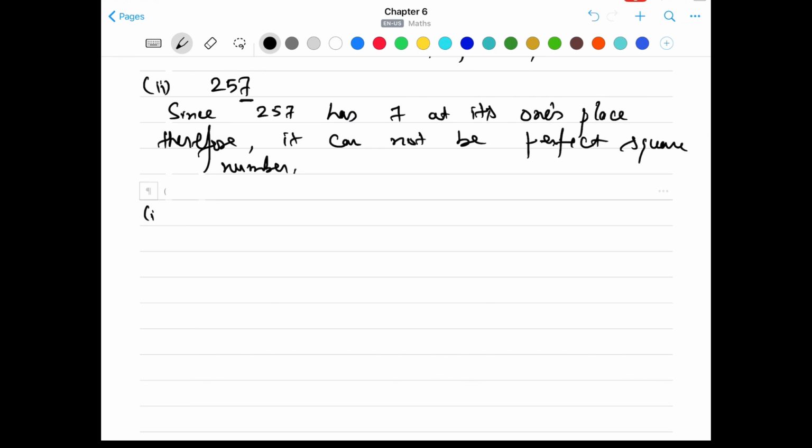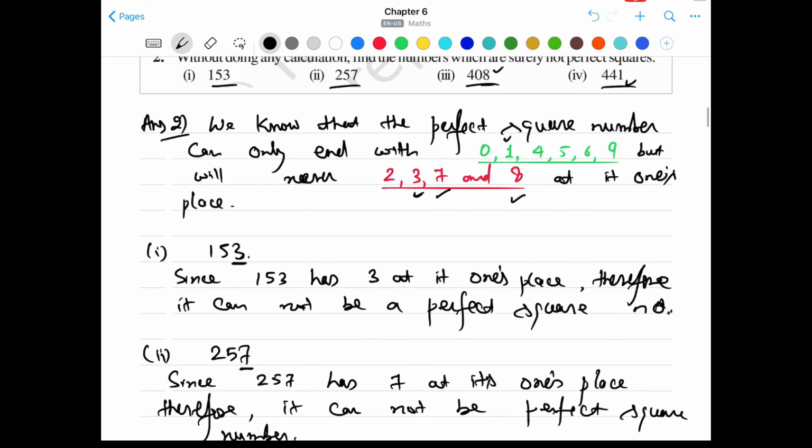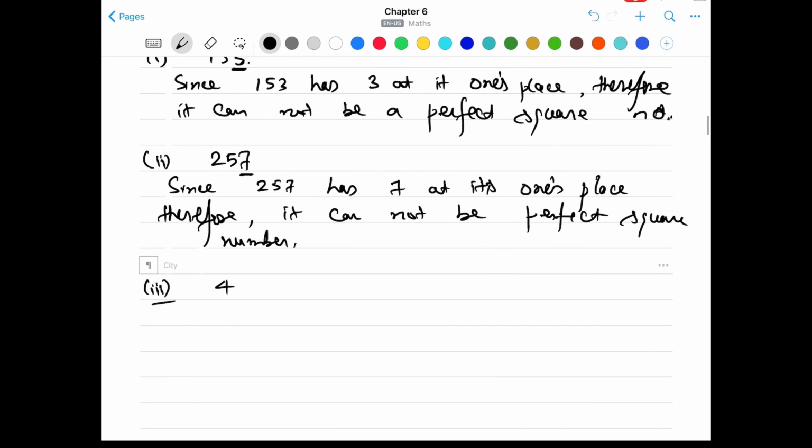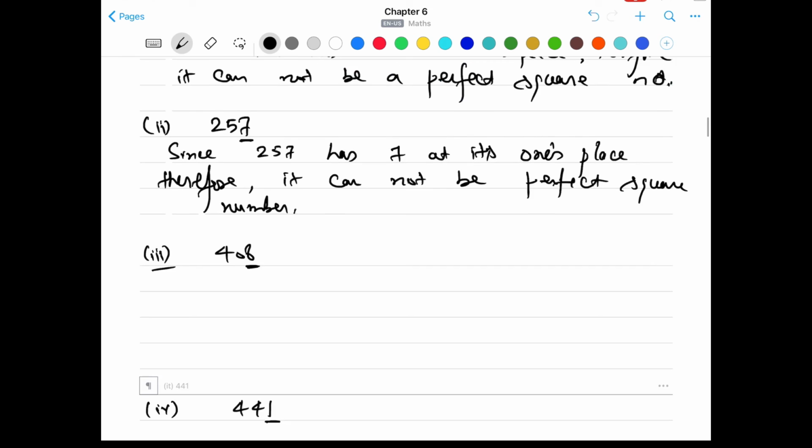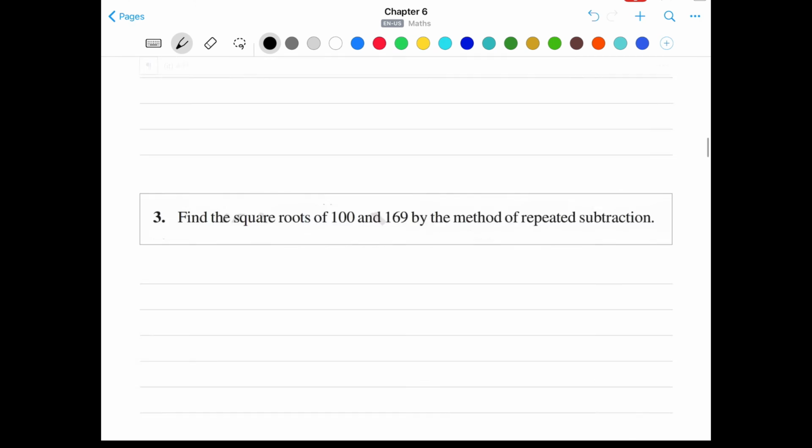You will write for the third number, which is 408, having 8 at the ones place, so this number cannot be a perfect square number. And the number 4 is 441, this number has 1 at the ones place, so this number may or may not be a perfect square number. So you'll write the remaining two by yourself.